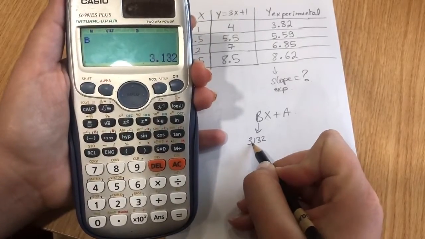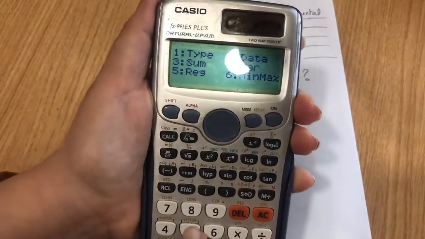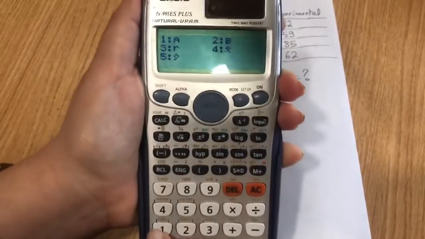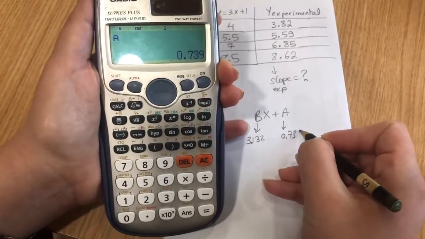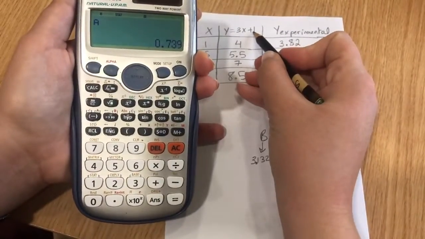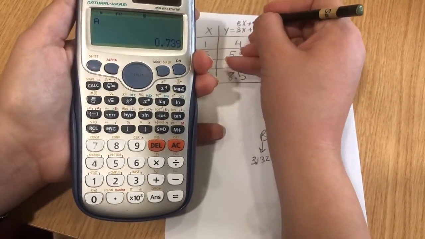Okay, now if you want to find the A, y-intercept, it's very easy. Shift 1, regression, and this time you click on 1. It's 0.739. Before it was 1. The y-intercept was, so this is the B theoretical, and this is A theoretical.